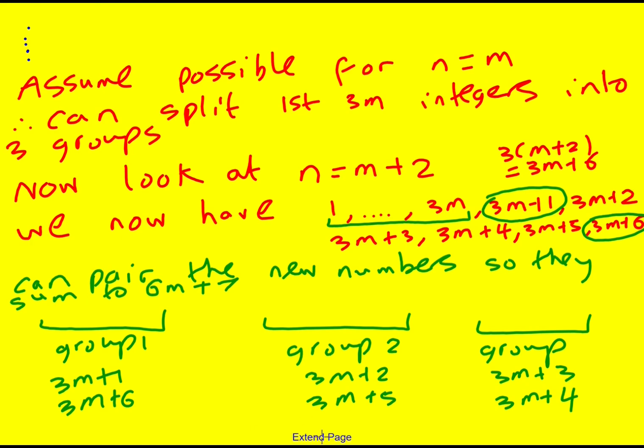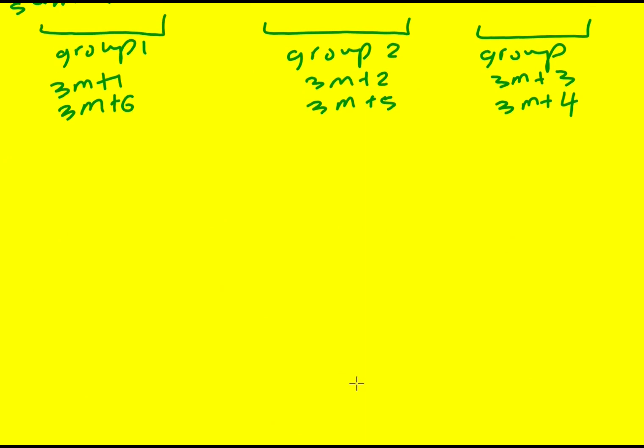Before I move on, I just want to justify this a little bit more. So we know it's true for n equals 2, and I managed to have my group 1 as 1, 6, for example, then 2 and 5, and then 3 and 4.